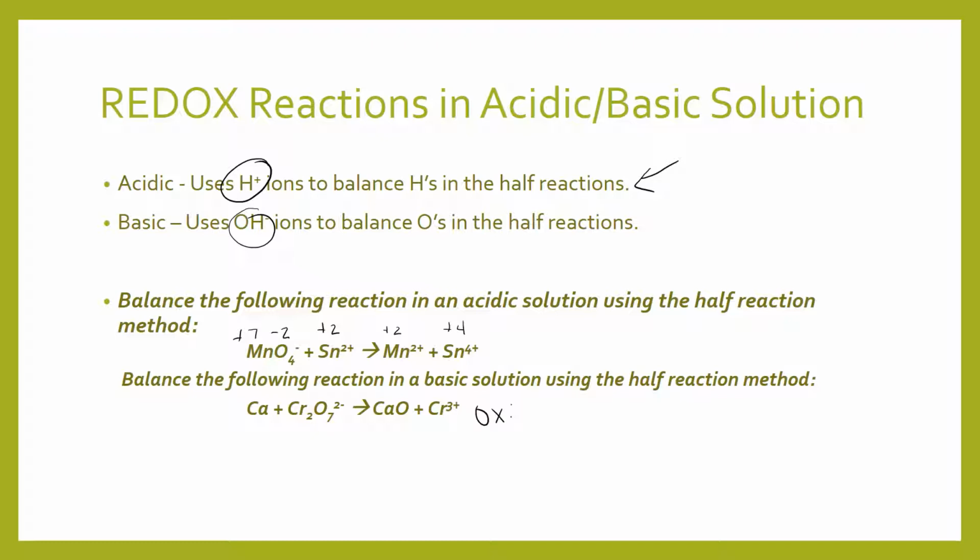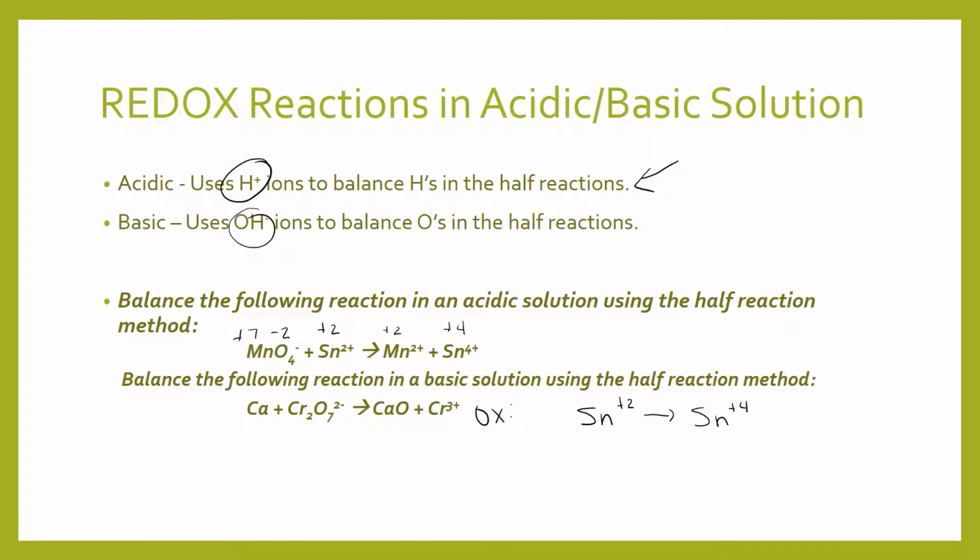Oxidized means that we lose electrons and become more positive. In this case, tin has gone from a +2 to a +4, which must indicate that it has lost electrons. So that is my oxidized substance. Given that I've told you that we're going to be losing electrons, safe bet those electrons are going to show up on the product side.